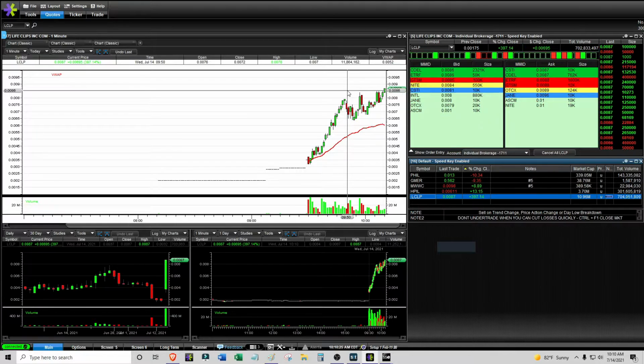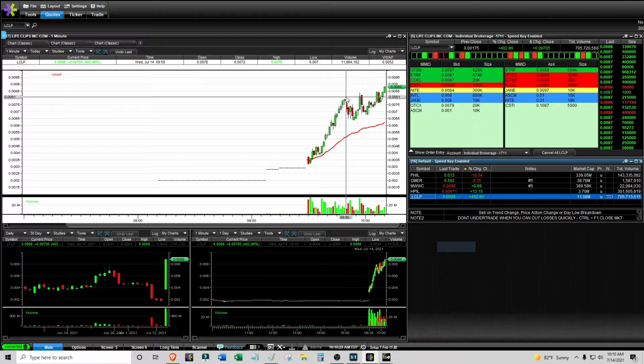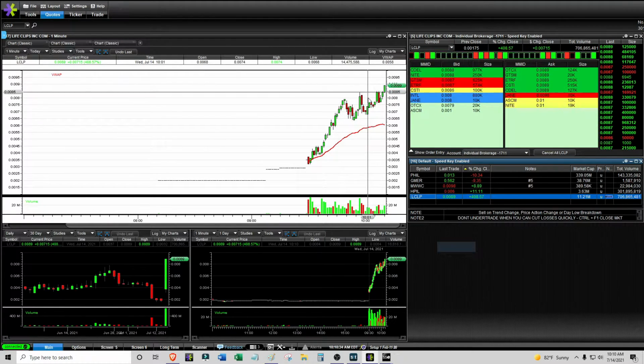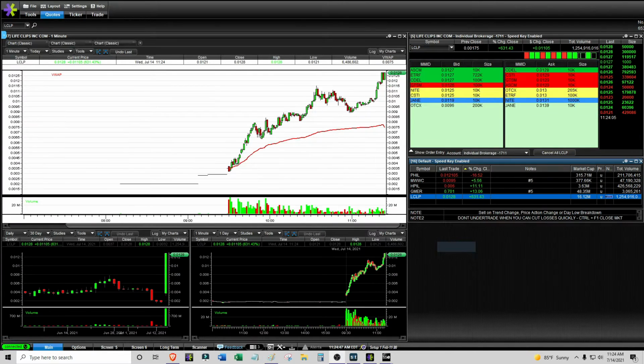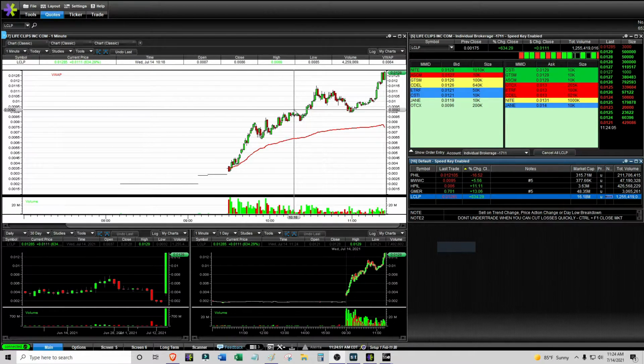Let's see if 87 gets taken out. There's a big bidder at 86. 88. Yep, that's nice. Yeah, this is working out so far. I don't see anything else that I'm interested in trading. Okay, it is a midday update. I'm not going to be interested in trading right now.